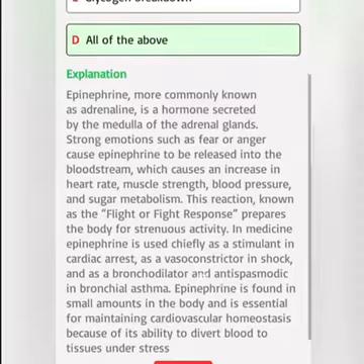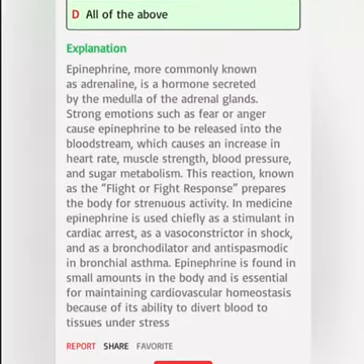Strong emotions such as fear or anger cause epinephrine to be released into the bloodstream, which causes an increase in heart rate, muscle strength, blood pressure, and sugar metabolism. This reaction, known as the fight or flight response, prepares the body for strenuous activity. In medicine, epinephrine is used chiefly as a stimulant in cardiac arrest, as a vasoconstrictor in shock, and as a bronchodilator and antispasmodic in bronchial asthma. Epinephrine is found in small amounts in the body and is essential for maintaining cardiovascular homeostasis because of its ability to divert blood to tissues under stress.